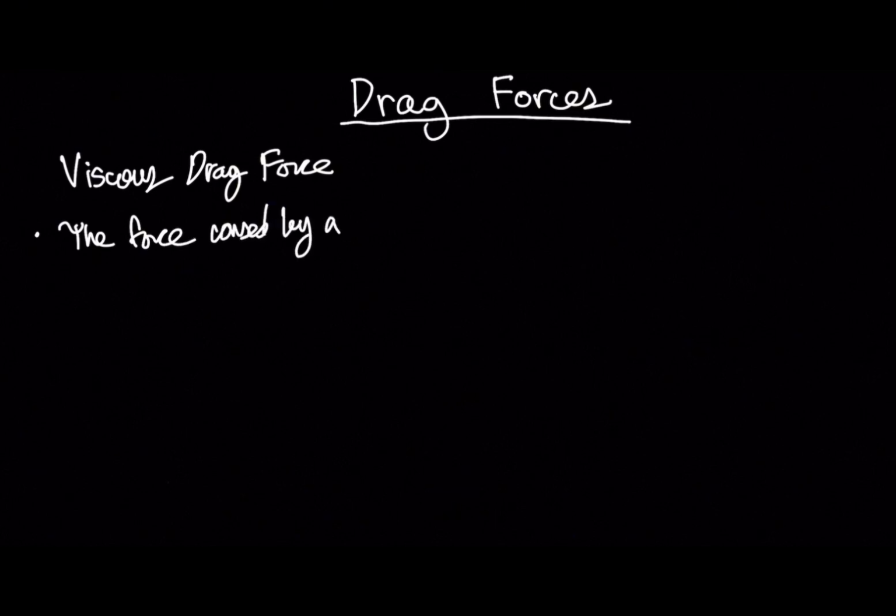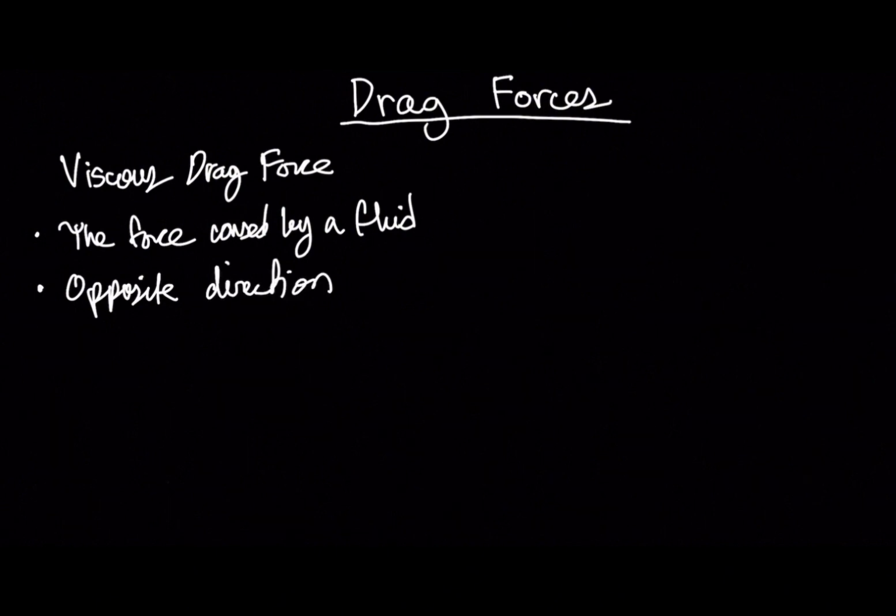Alright, so next up, we're going to be talking about drag forces. There are 2 main types of drag forces that are important when it comes to this topic. The first one is your viscous drag force. And this is basically the force of friction caused by a flowing fluid, and it's always in the opposite direction of the object, or fish in this case.